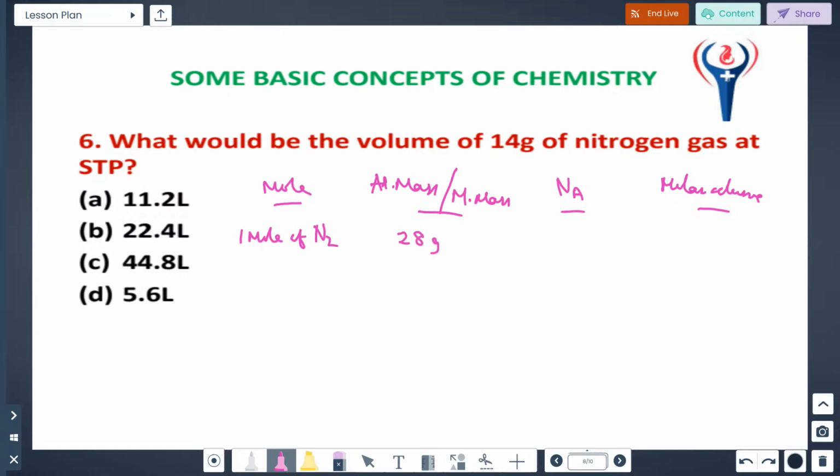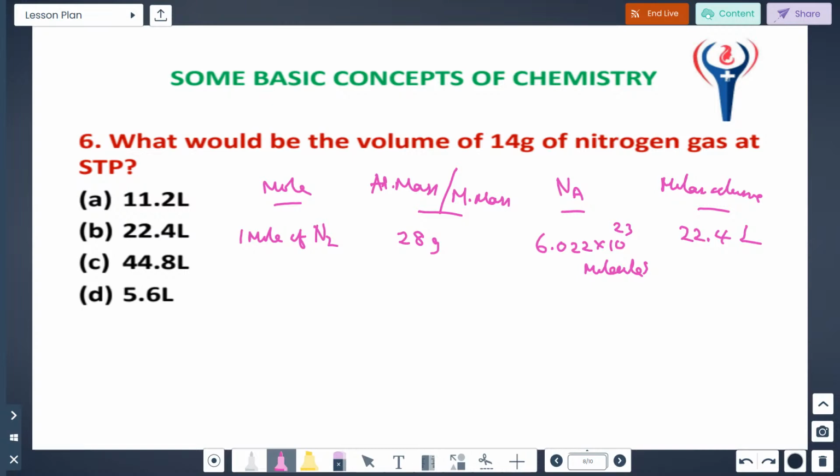That 28 gram contains how many molecules? 6.022 × 10^23 molecules. Understood? It's a gas, so that occupies how much volume? It's a standard value, 22.4 liters. Are you following? If one compound is known, we can write all the information. Understood? Now come to the question.